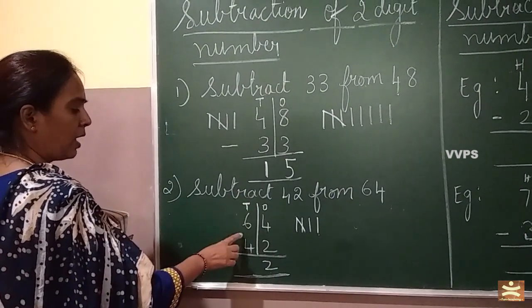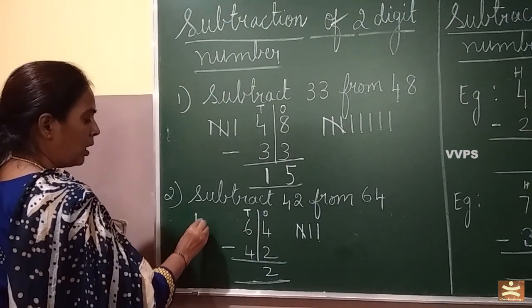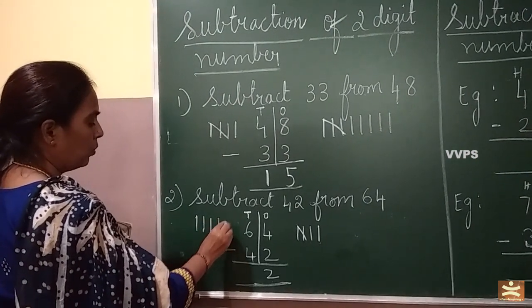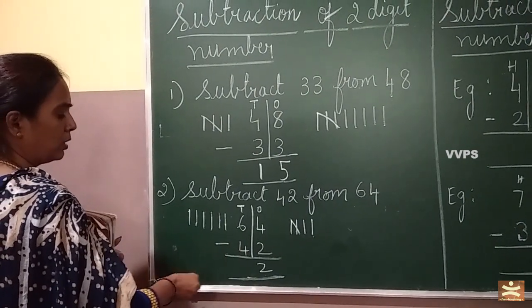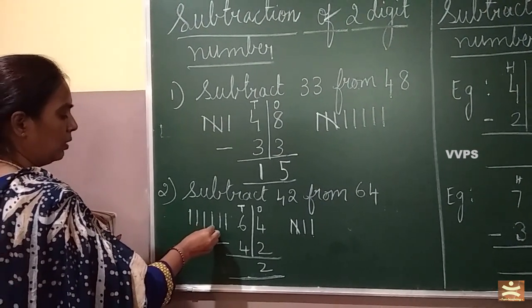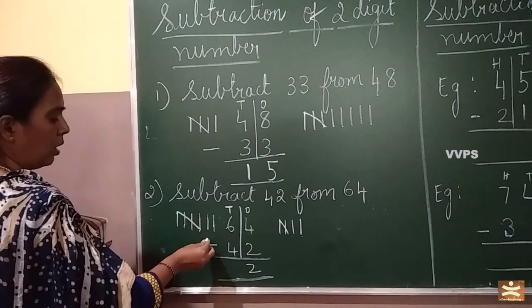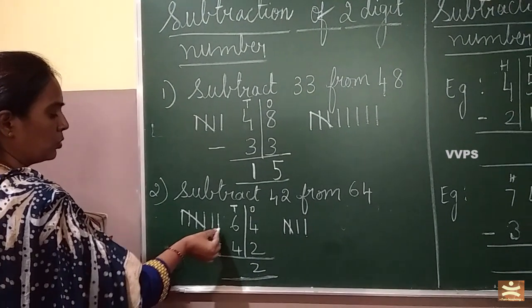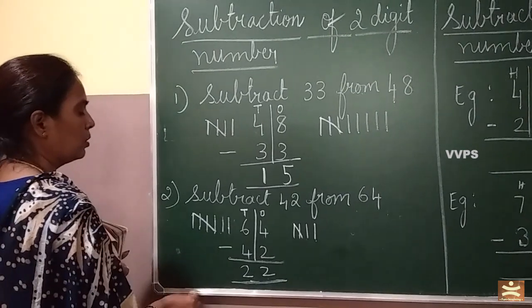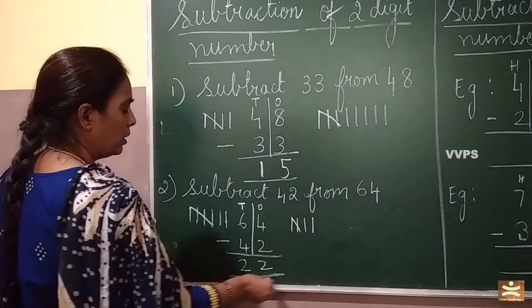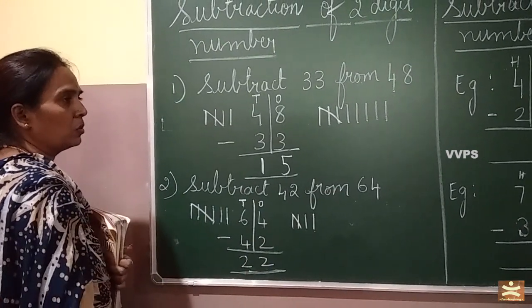In tens place you have your 6. Draw 6 lines: 1, 2, 3, 4, 5, 6. So from 6 you will be subtracting 4, children. 1, 2, 3, 4. 4 goes. How many remaining, children? 1, 2. And that will be your answer. 22. So subtract 42 from 64 means you will get the answer 22, children.